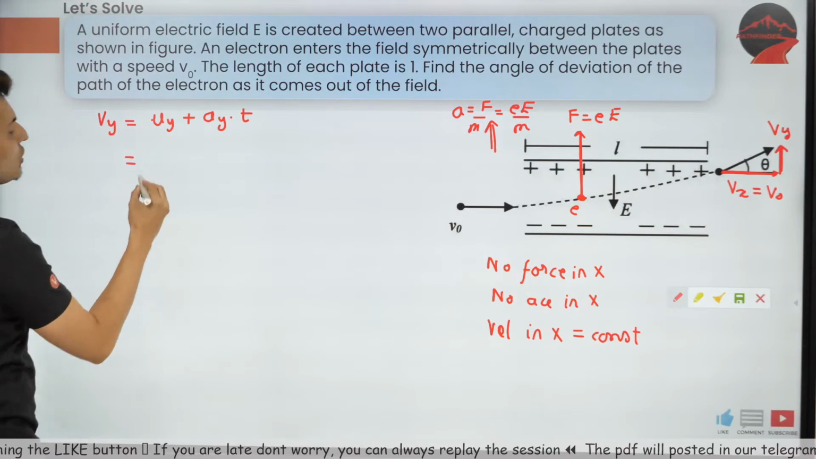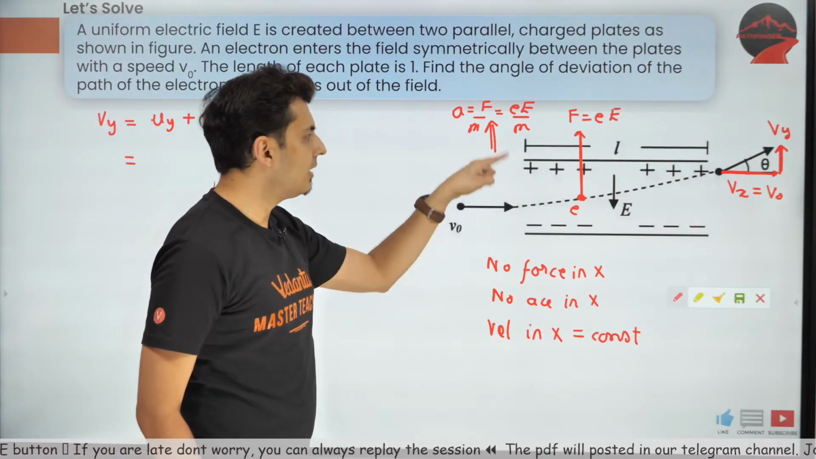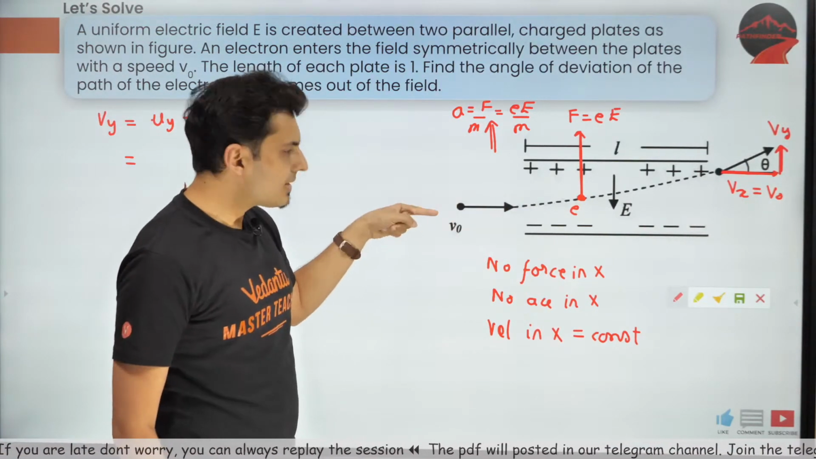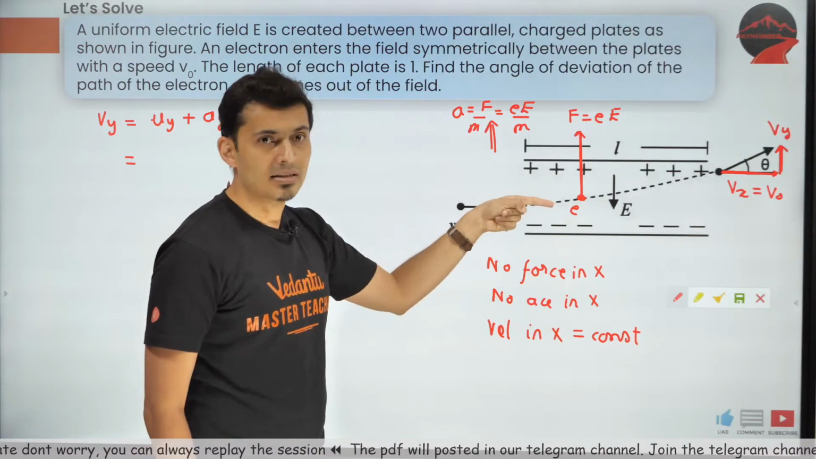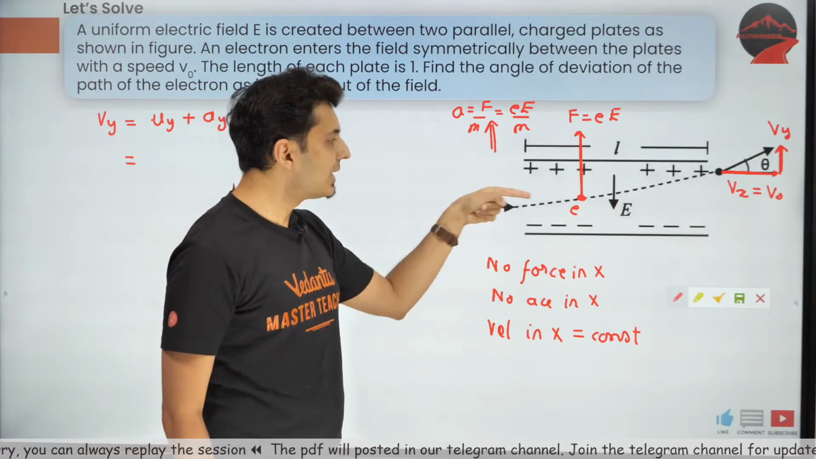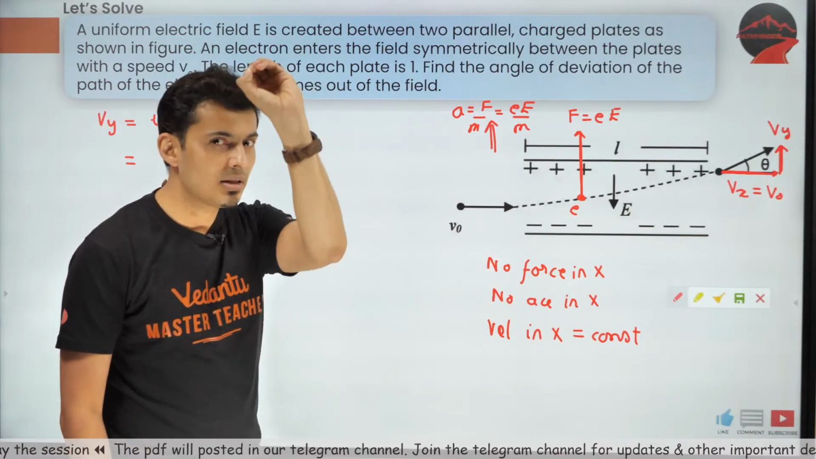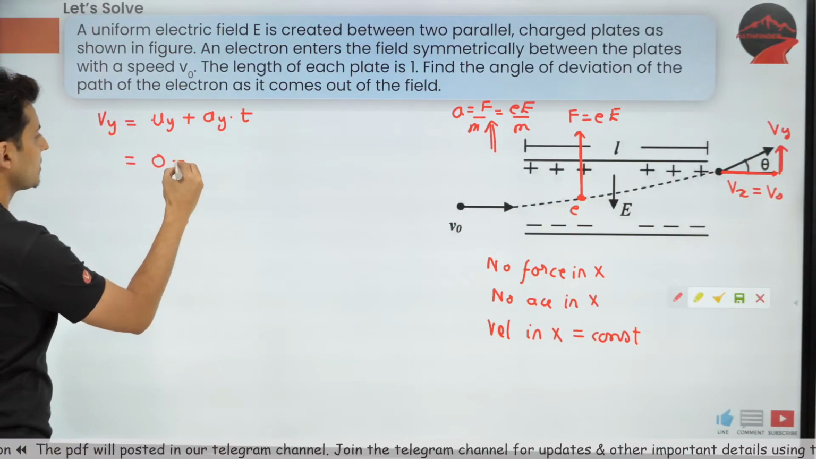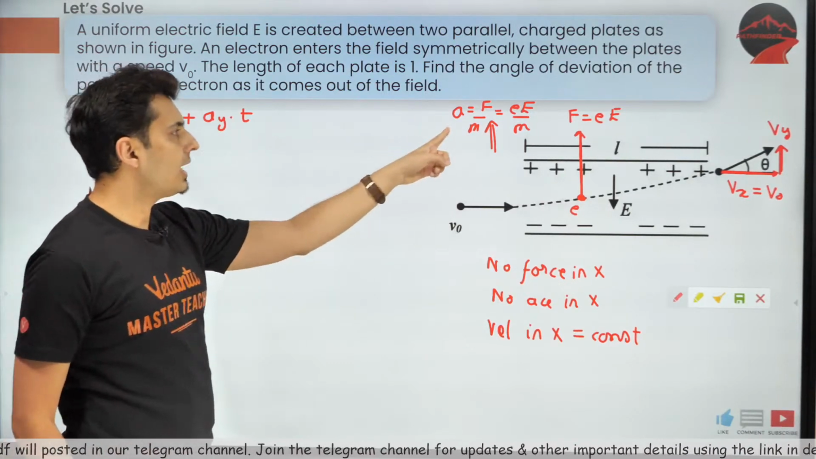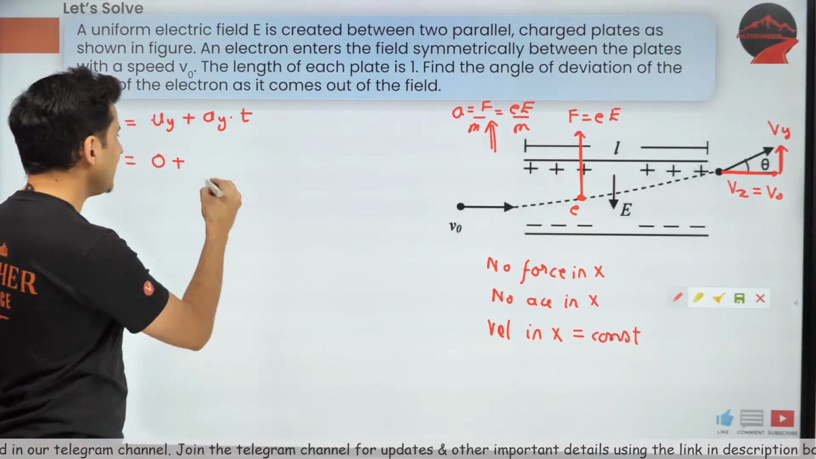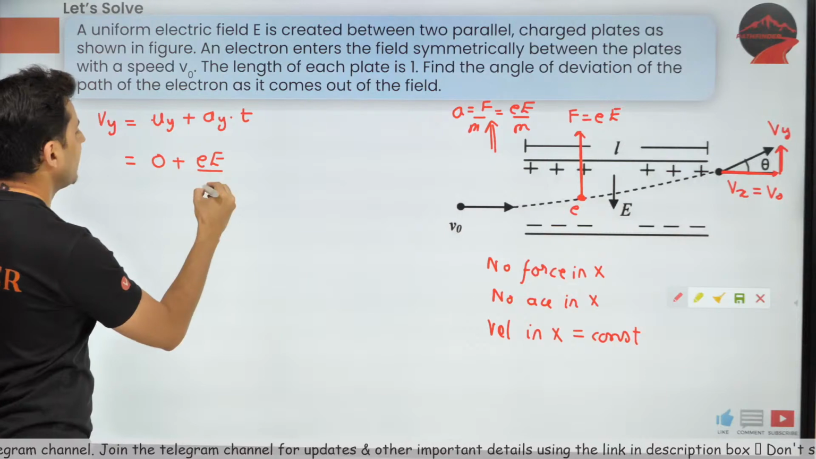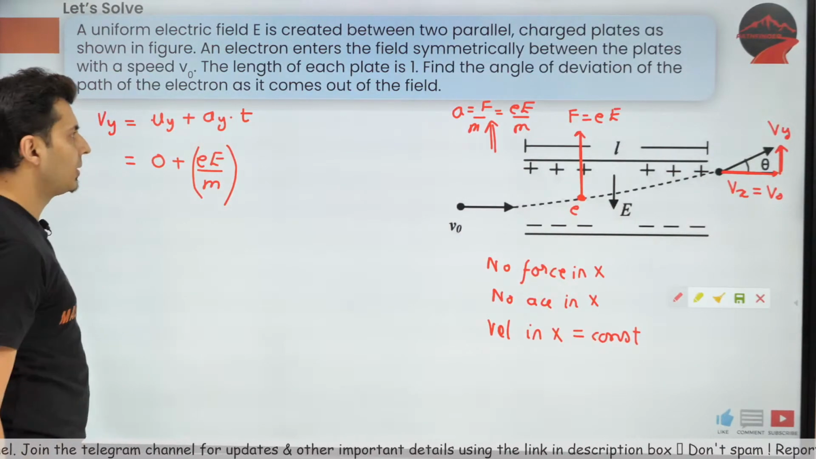So, what is Uy? Initial velocity in the y-axis. Initially it was moving in the x-axis. So if it was moving in the x-axis, there is no velocity in the y-axis. That means initial velocity in the y-axis is 0. Acceleration, I just figured it out. It is EE by m. So EE divided by m is the acceleration.